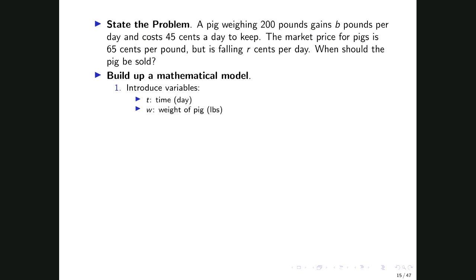The weight of the pig is another important variable. We denote it by W. And the price is another important variable in the problem. Then the cost to keep the pig, C. Of course, the revenue by selling the pig, denoted by R. And finally, we want to see what the profit is.